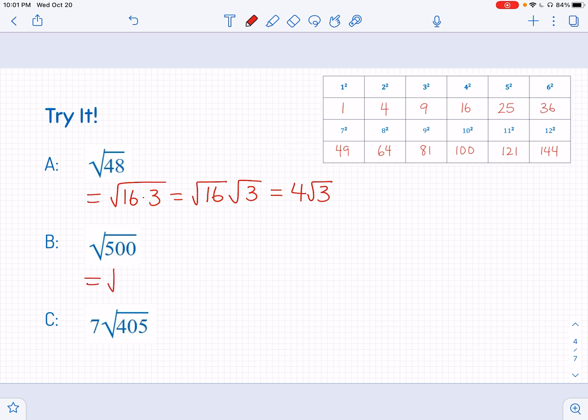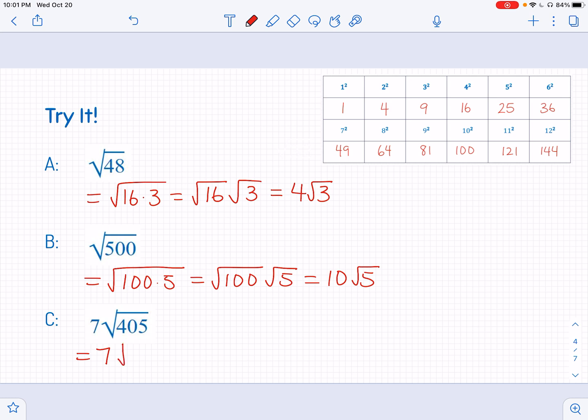100 goes into 500 5 times. And I know the square root of 100 is 10. So the last one has the most writing. We're going to say 7.